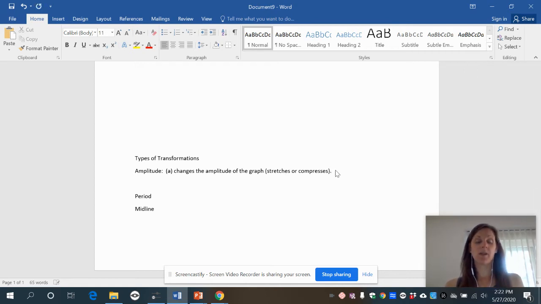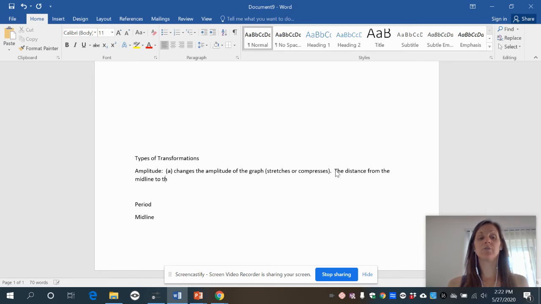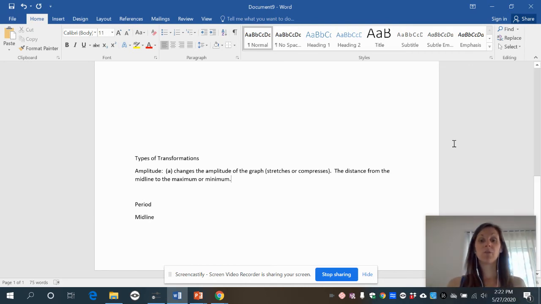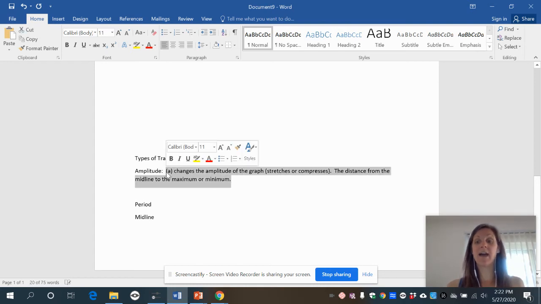Amplitude is the distance from the midline to the maximum or minimum. It's actually the absolute value because it's the same distance from both places. The negative just flips the graph around. So when we say distance, remember that's like the absolute value, because distance doesn't have a direction or a negative or a positive. It's just how far away it is. But when we give it a north or a south, that's what changes it. So I'm going to make this red.